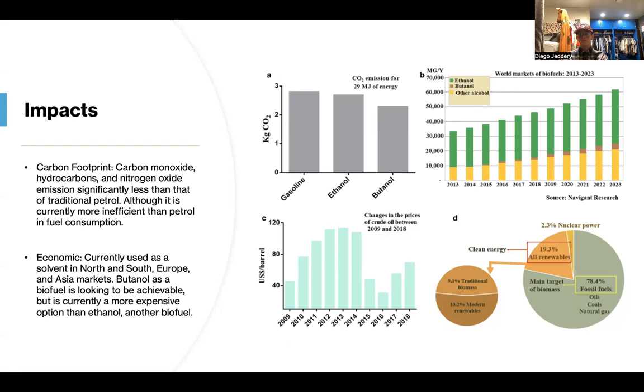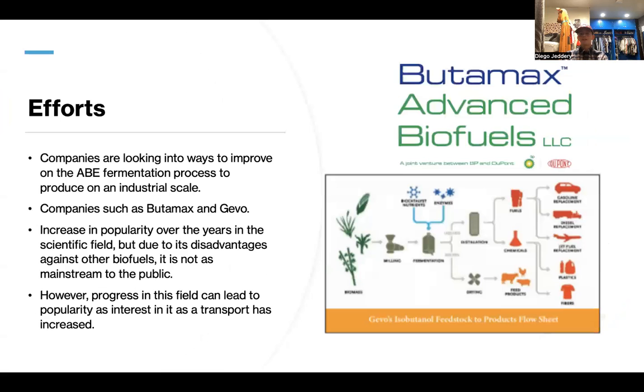Butanol as a biofuel specifically is attracting more attention, but right now it is way more expensive than ethanol, which is another biofuel that is being used at the moment. Why do you ask? Well, right now, a lot of companies are looking into ways to improve on the ABE fermentation process so butanol could be produced on an industrial scale. We have companies such as Butamax and Gevo who are looking into ways to find ways to jump over the disadvantages that butanol has.